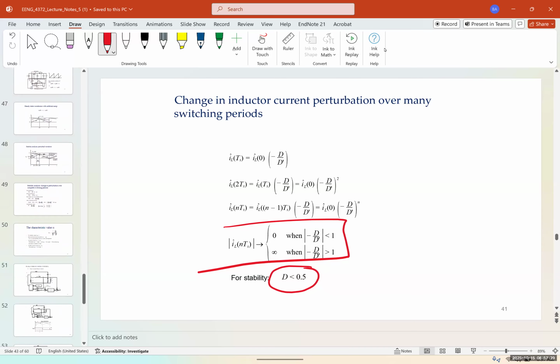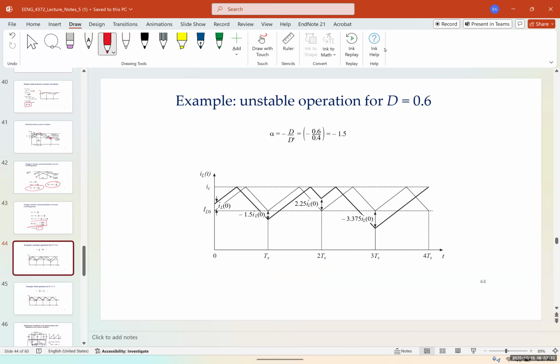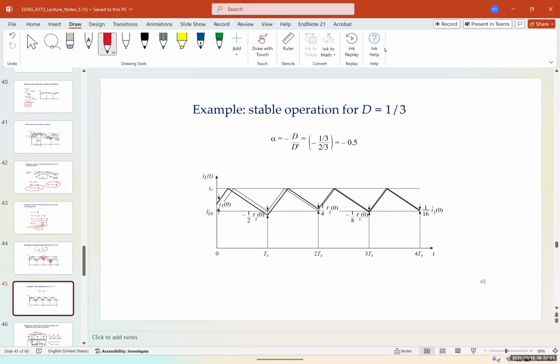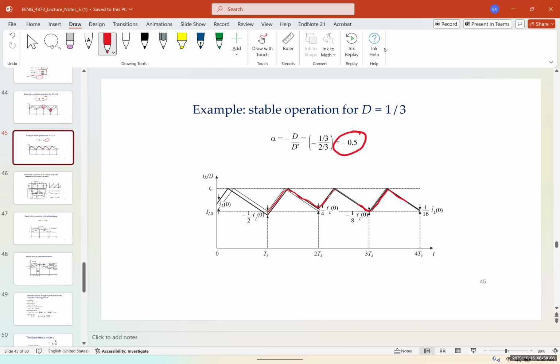Now, this shows an example of D equal to 0.6. In this example, you can see that we're going to have a destabilized system. Here alpha is negative D over D', which is going to be negative 1.5, so we're going to have a distorted signal, as you can see. And this is an example of stable operation for D less than a half, such as 1/3. Here you can see alpha is negative 0.5, and you have a converging and very stable situation.